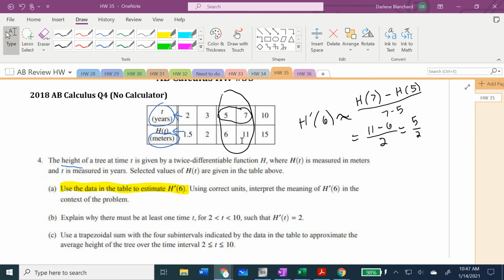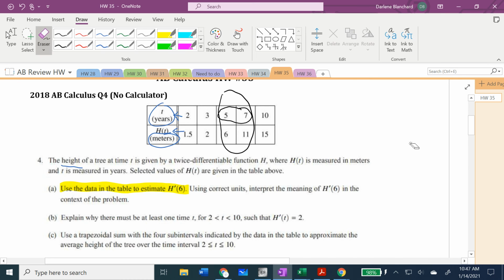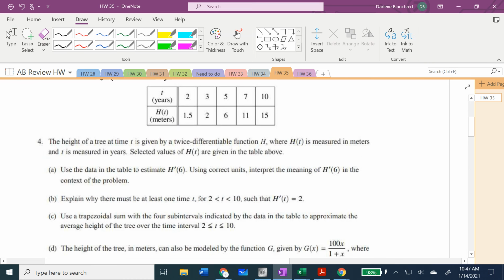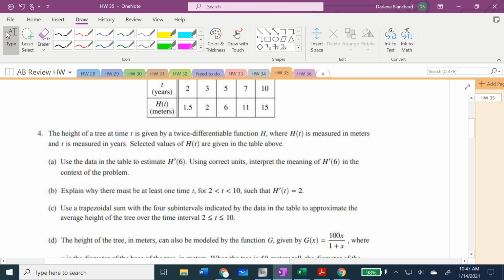All right. Part B. Explain why there must be at least one time between 2 and 10 such that h prime of t is equal to 2. Oh, right there. This is either intermediate or mean value theorem. The fact that I'm given values of h and I want to show that h prime is equal to something, this looks like mean value theorem.